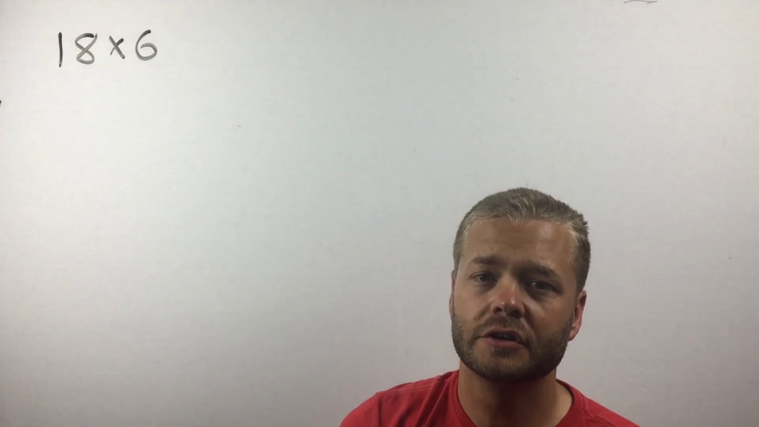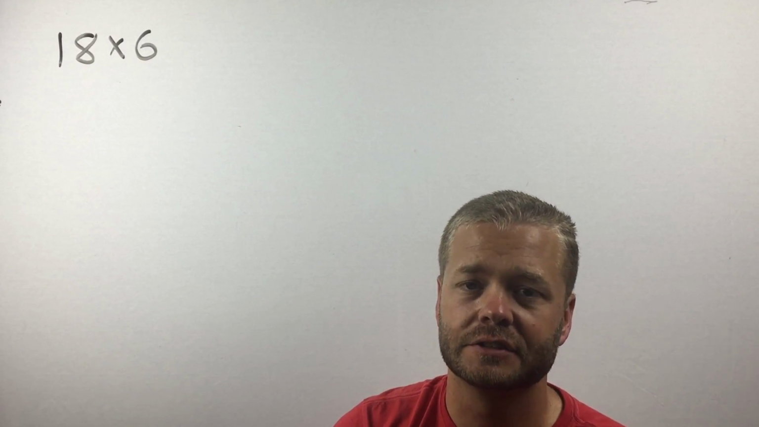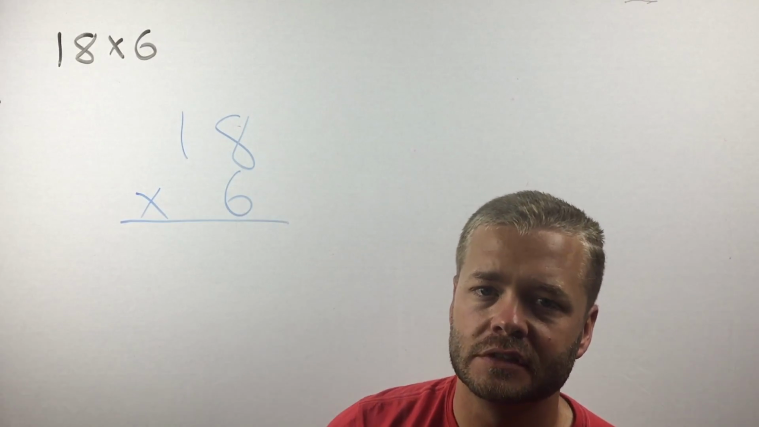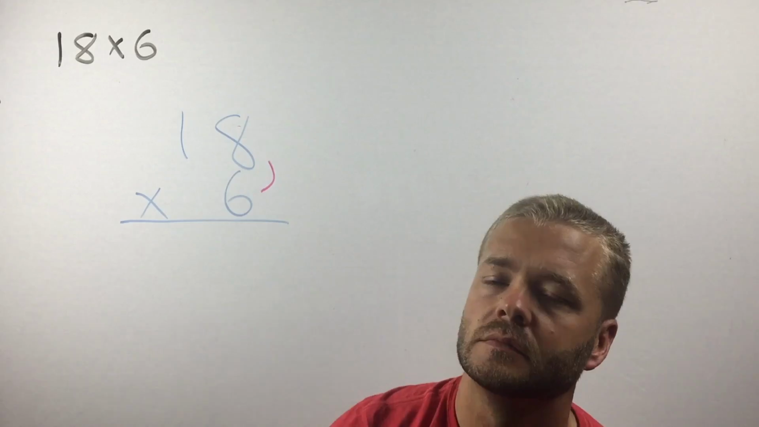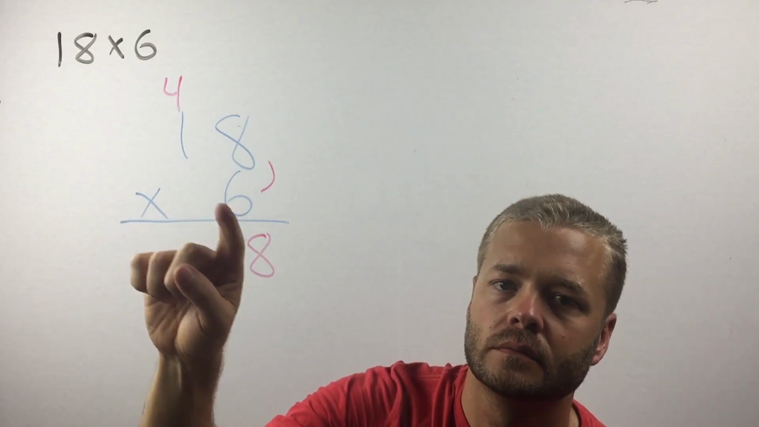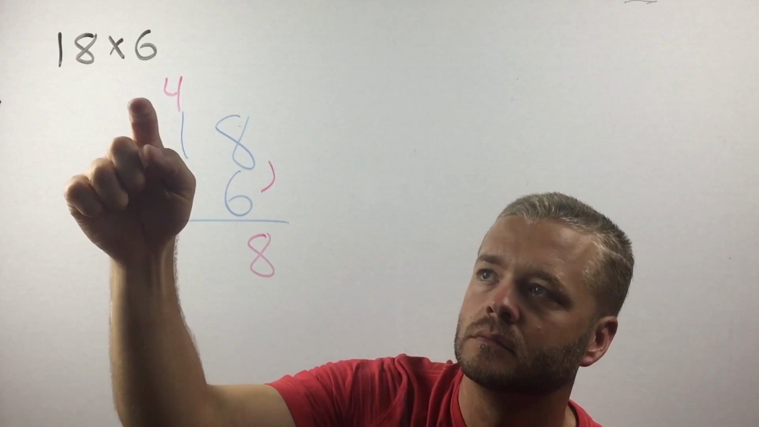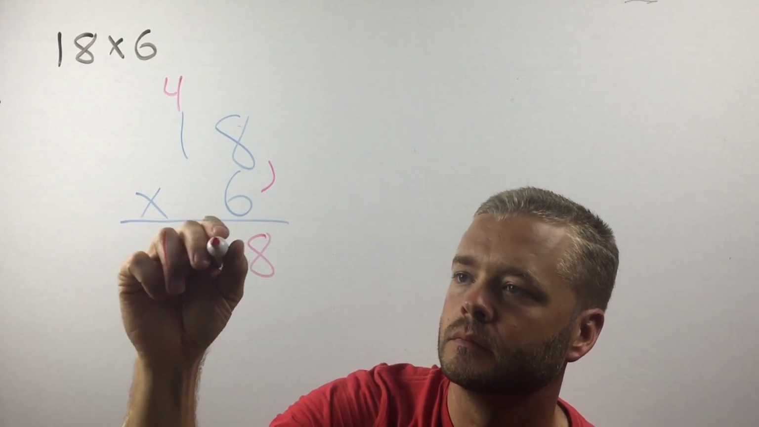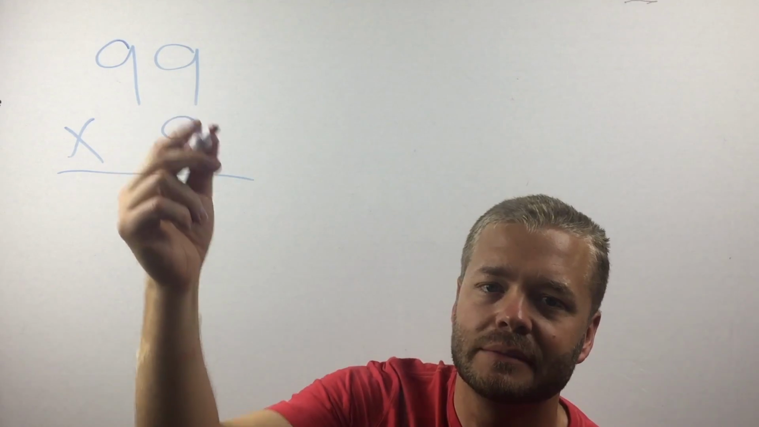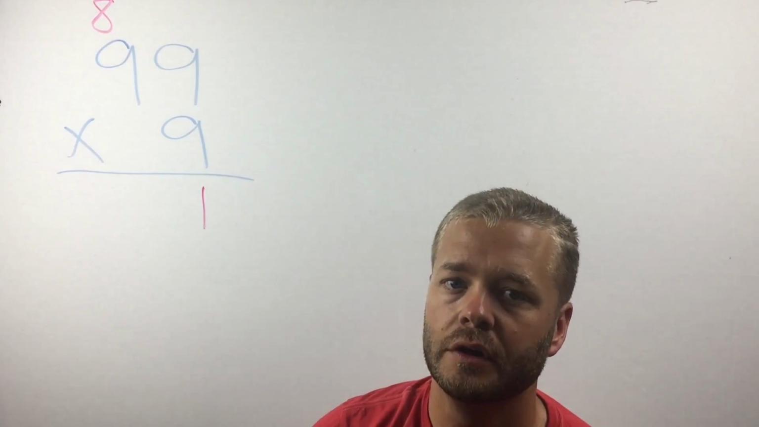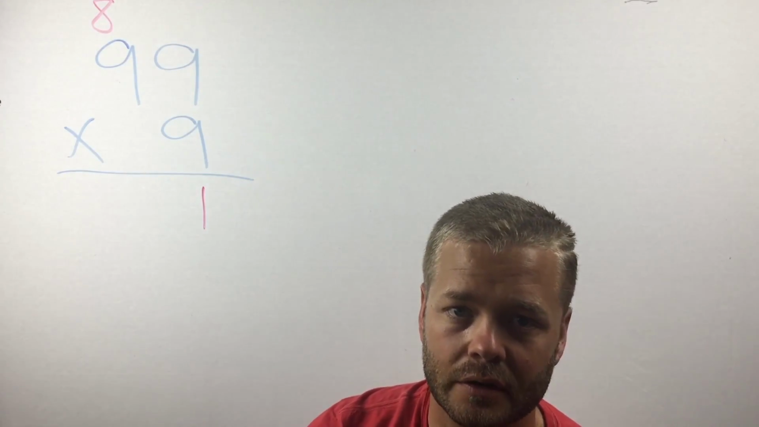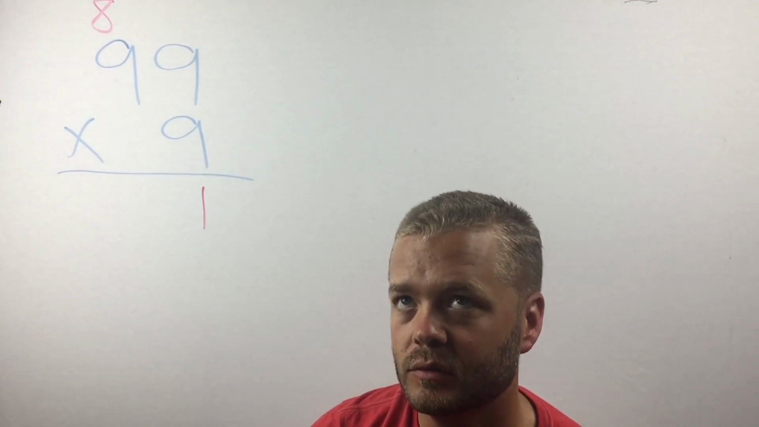Of course, though, you could do just standard multiplication. Stack them. Always put the ones digit below the ones digit. Always multiply the ones digit first. 6 times 8 is 48. Regroup. 6 times 1 is 6 plus 4 is 10. Oh man, that is so difficult. No, it's not. 9 times 9 is 81. Plus 8. 81 plus 8.